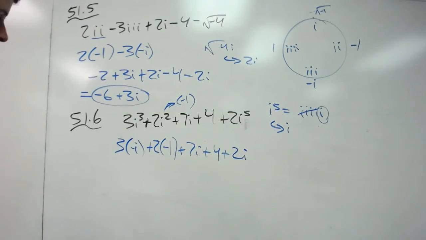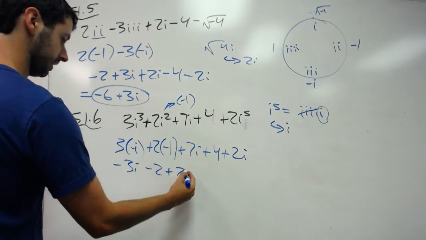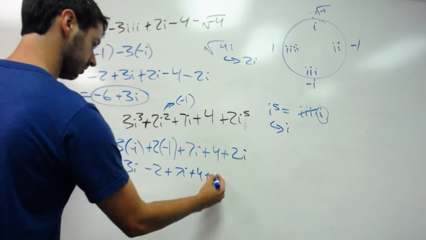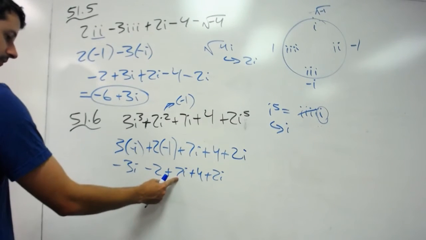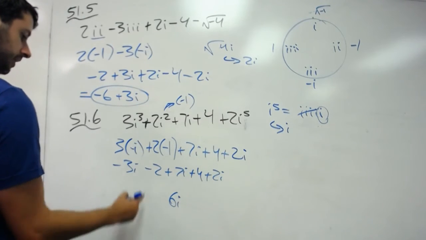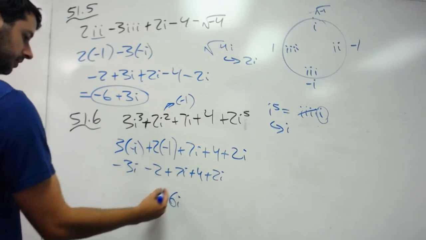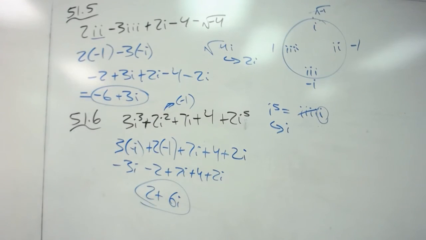And now we can combine negative 3i minus 2 plus 7i. And now we can add like terms. Negative 3i plus 7i is 4i, plus 2i is 6i. Negative 2 plus 4 is 2. So you get 2 plus 6i. And that is how you do imaginary numbers.